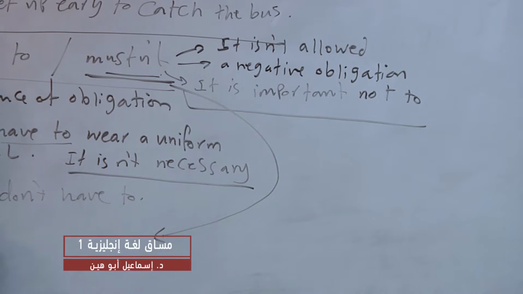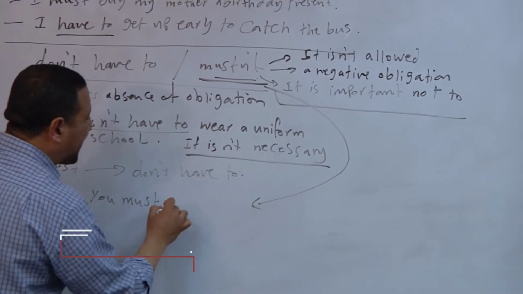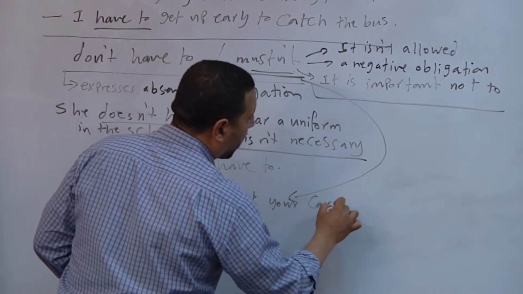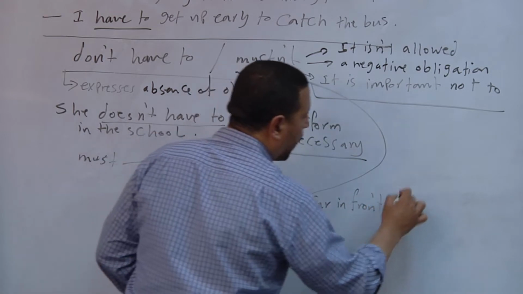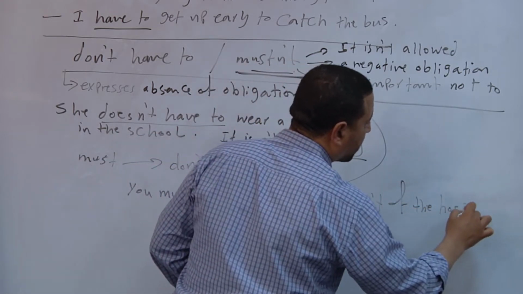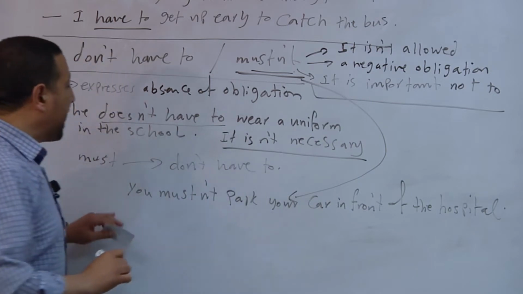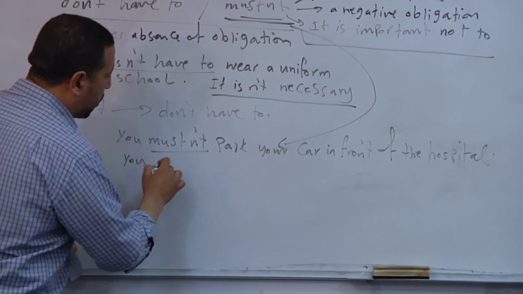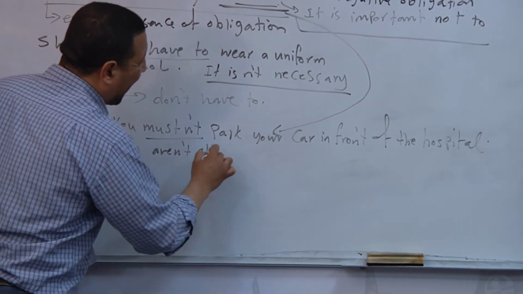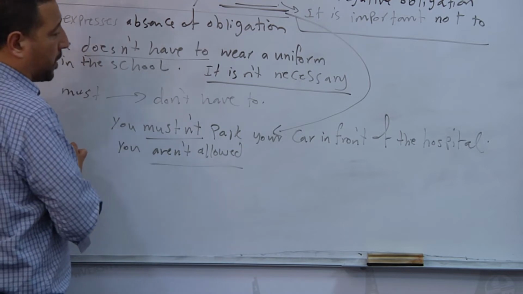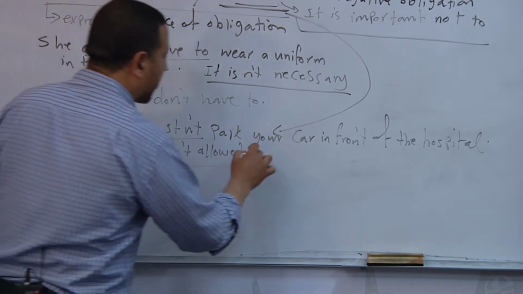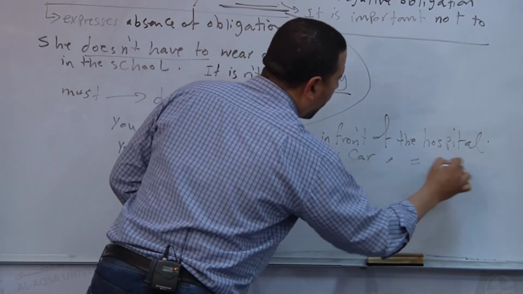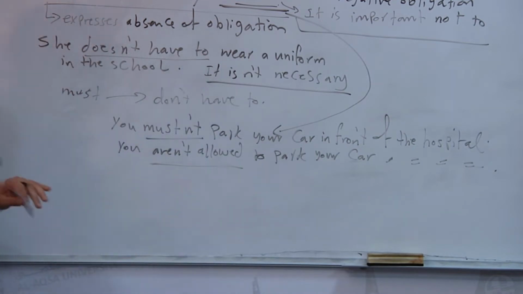You mustn't. You must not. You mustn't park your car in front of the hospital. It means you are not allowed. You are not allowed to park your car in front of the hospital. So mustn't means you are not allowed.